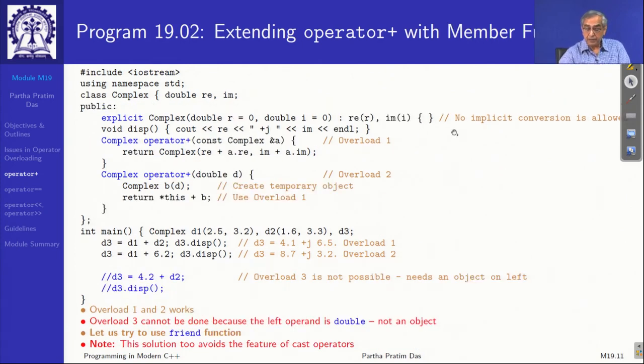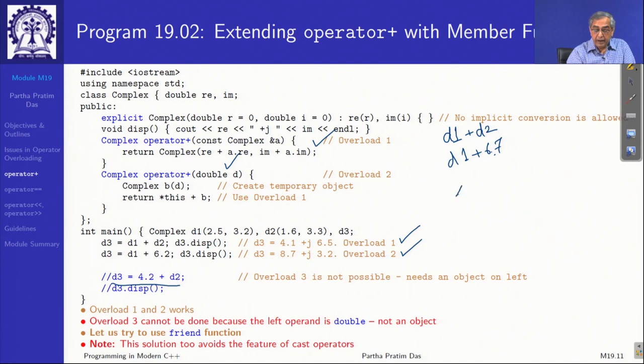So, let us look at member function. As we look at member function, I have one member function which takes a complex, takes care of d 1 plus d 2. I have another member function which takes a double, which takes care of d 1 plus 6.7. So, the first expression works, the second expression works, but how about the third one? If I have 4.2 plus d 2, I cannot write a member function to do this, because the member function always binds with the left hand side parameter.